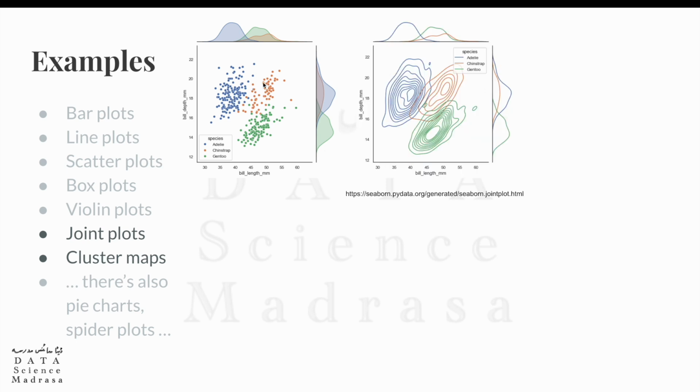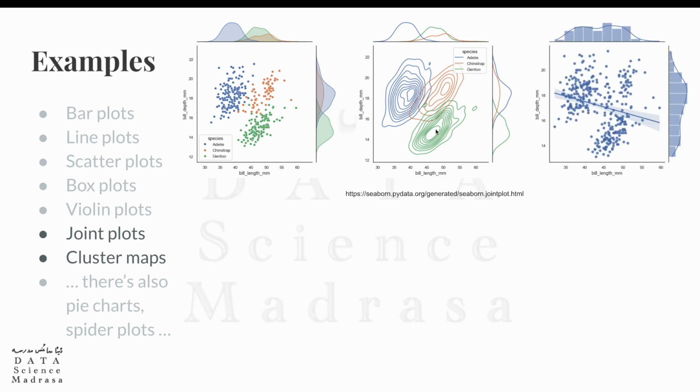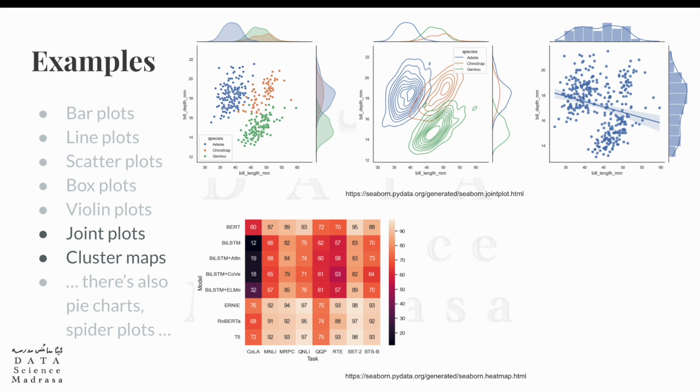In this case, the scatter plots are replaced by a contour plot, so we can see the surface of the distribution for the three clusters and the overlap as well. Also, we can do different types of joint plots in Seaborn. Then we can also do heat maps and cluster maps.